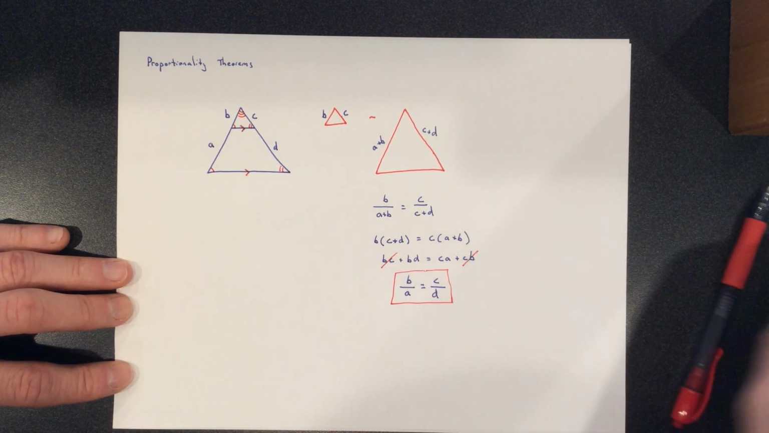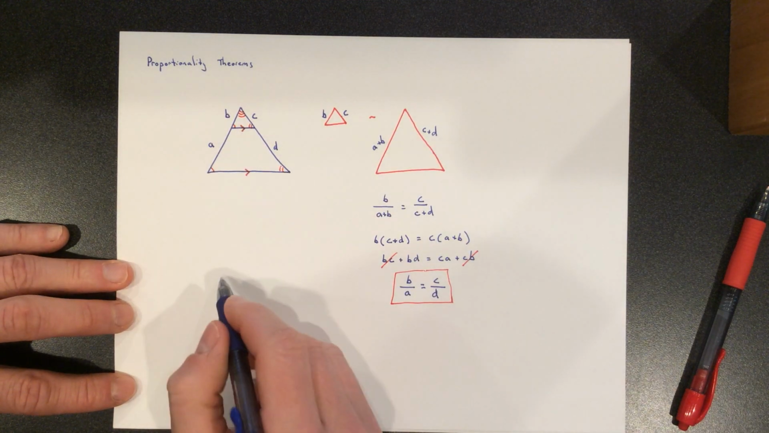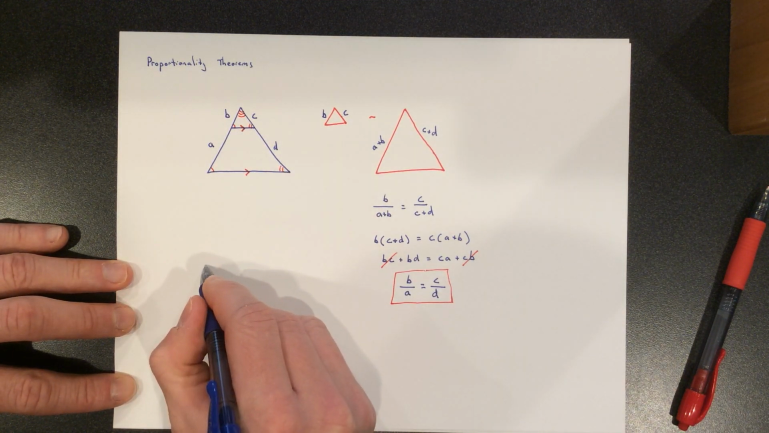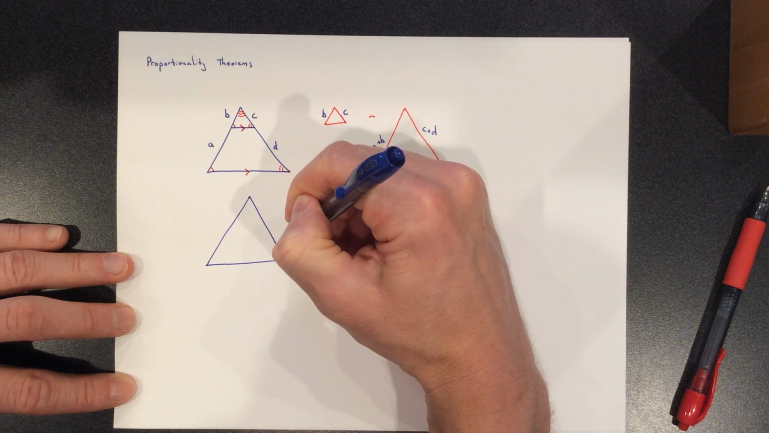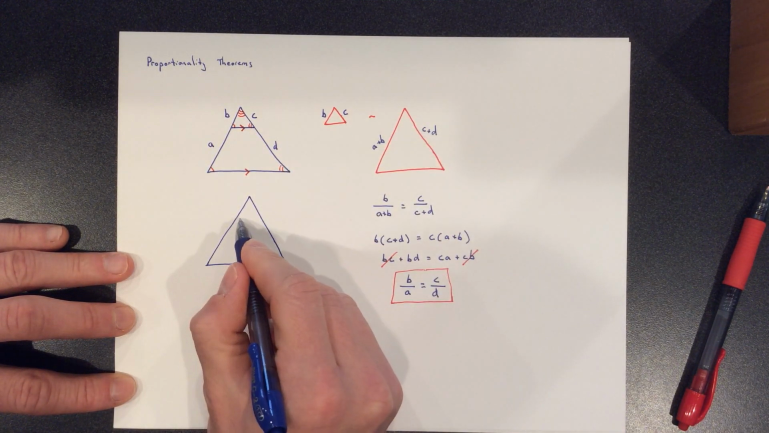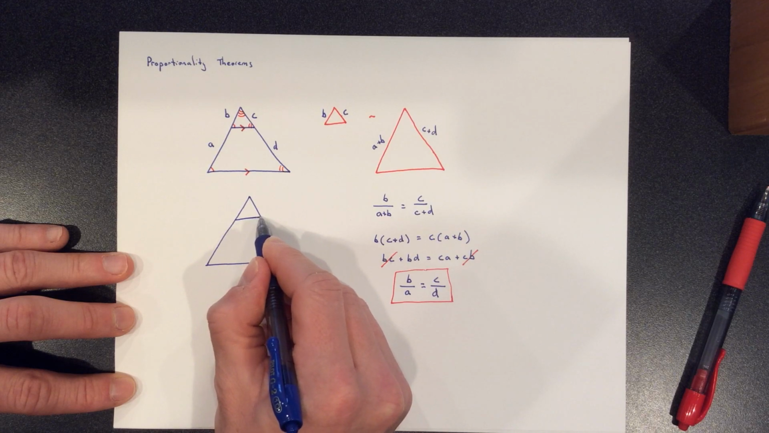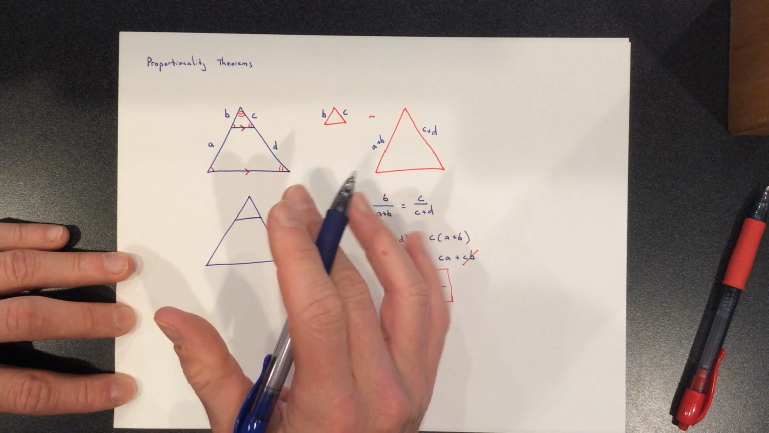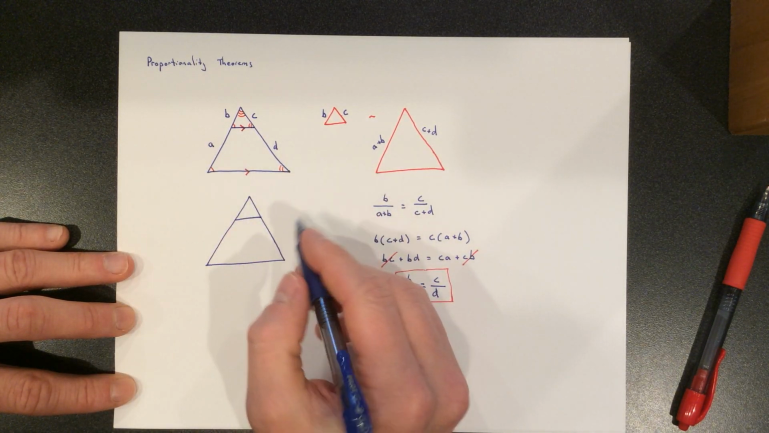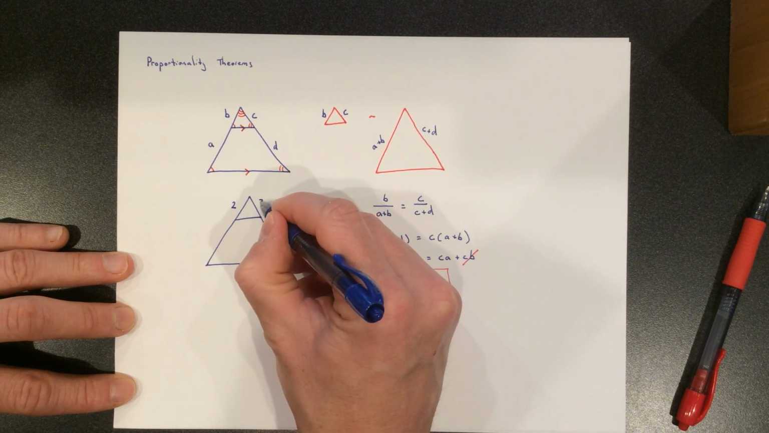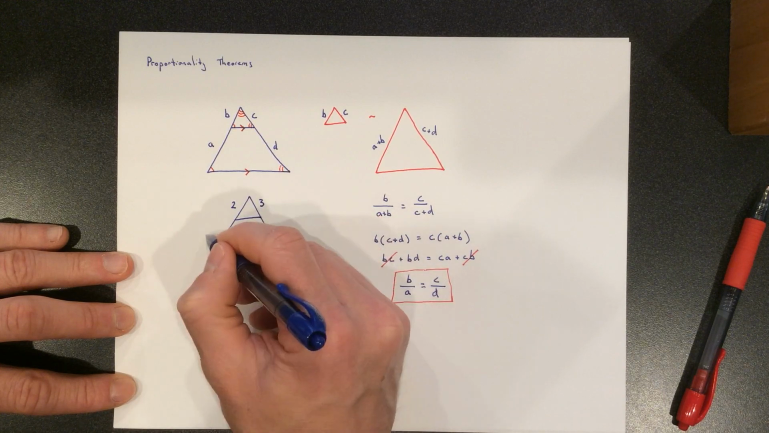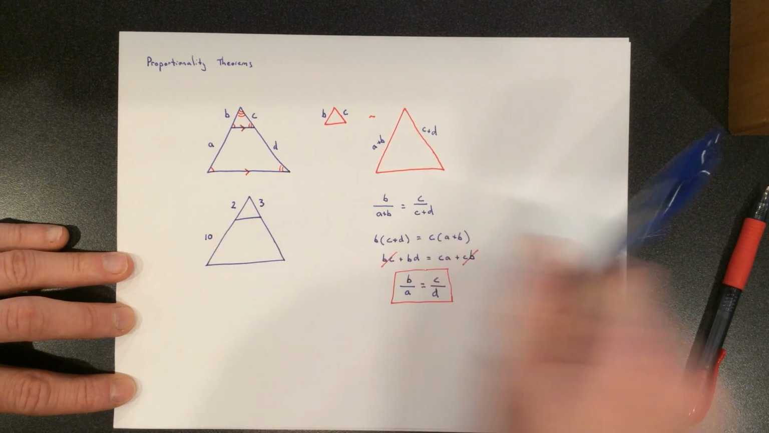Okay, let's do a concrete example of this. And I'm going to take the same picture. So let's say something like that. And I'm just going to make up some numbers, so just bear with me. They might not look exact. Let's say that's 2, and that's 3, and then that's 10. Okay?